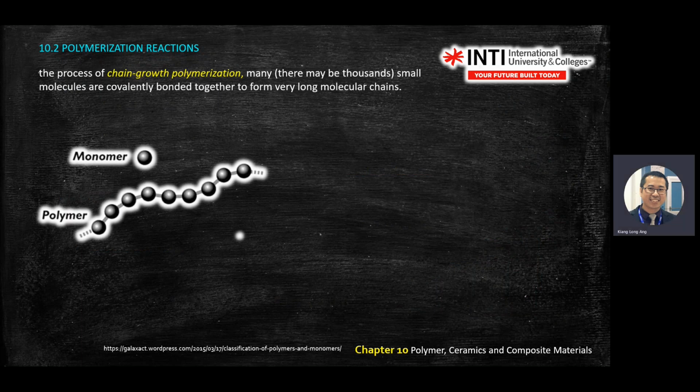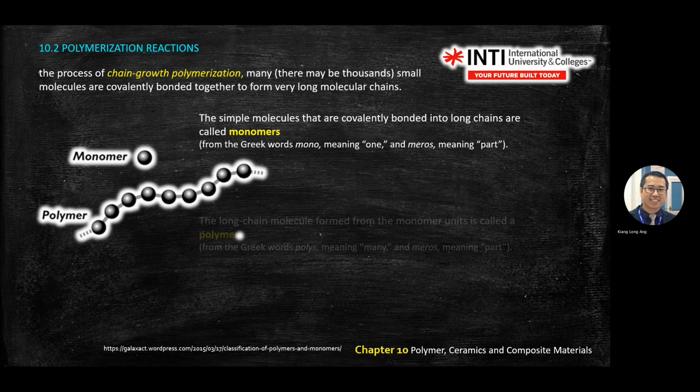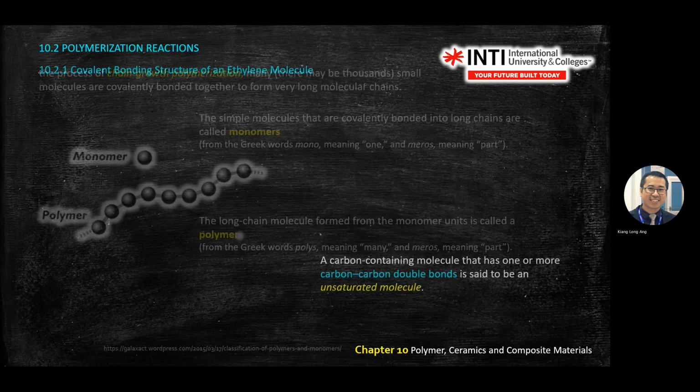Then the chain growth of your polymer. This one you learned in chemistry already. The process is called polymerization. You combine all the monomers together to become a long chain. And the bonding here, again we keep repeating the same word, is covalent bond, covalent bond for polymer.